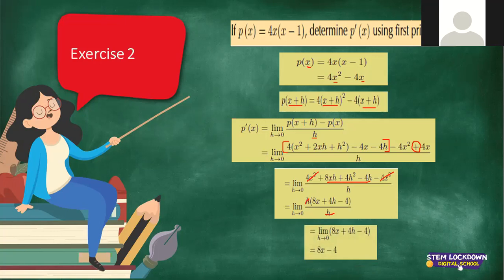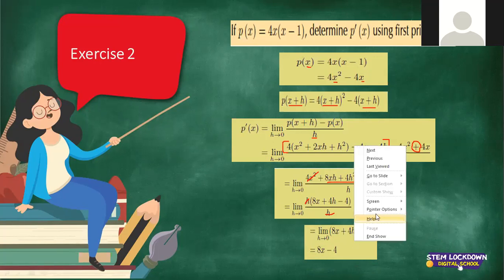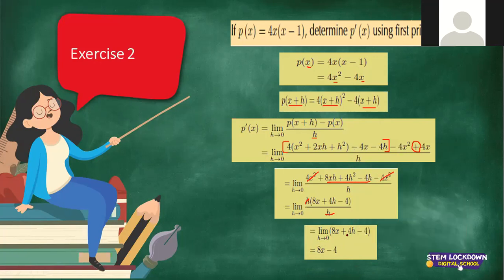And then you'll remain with a term like this. And then now you can easily substitute your h with the value of 0. So this term becomes 0, because if you plug in 0 in the place of h, then that term falls away and then you have that. So this is our p prime of x, our derivative.